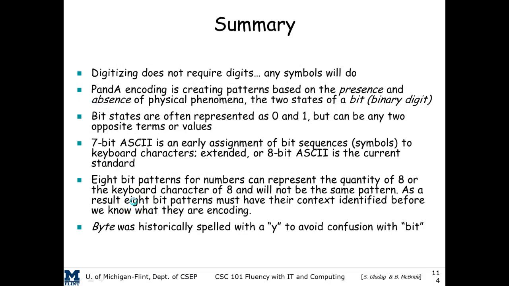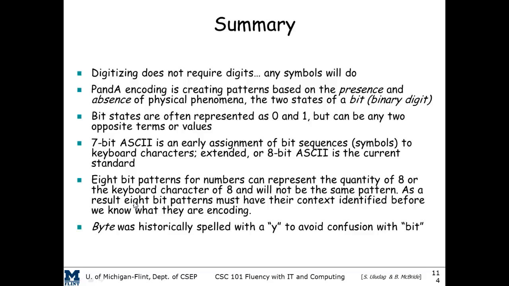So in summary, digitizing does not require digits. Any number of different symbol systems could be used. Binary encoding is creating patterns based on the presence and absence of a physical phenomenon, the two states of a bit or binary digit. Bit states are often represented as 0 and 1, but can actually have any two opposite terms like plus, minus, yes, no, etc.